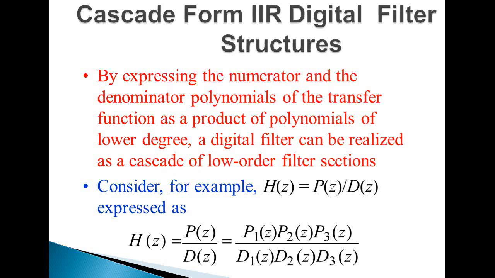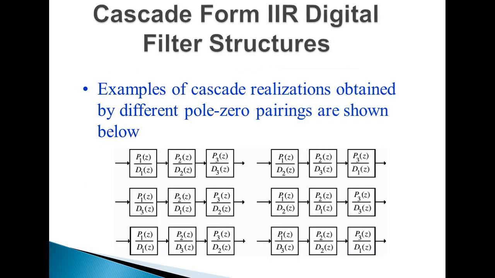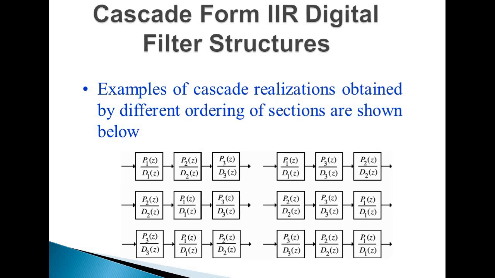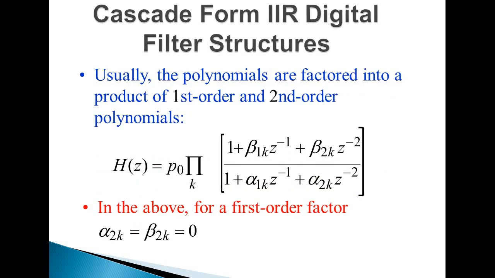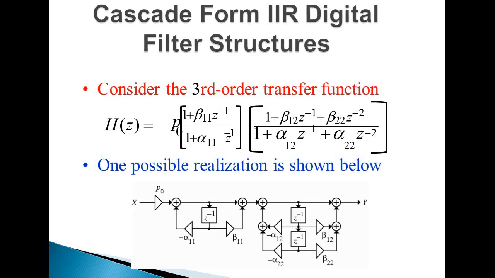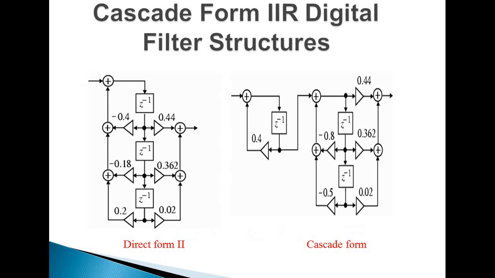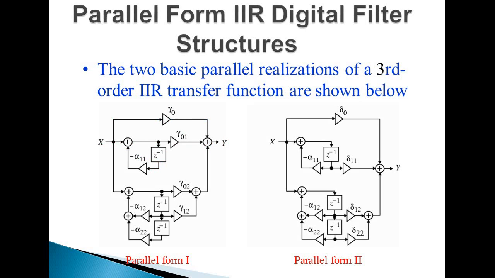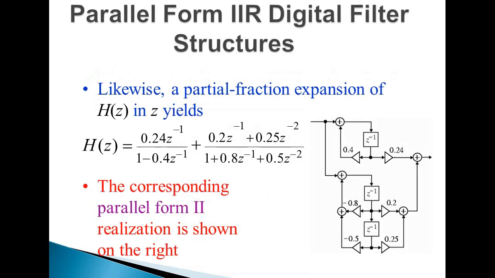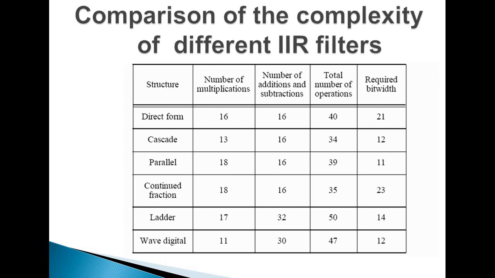Direct form realization of an nth order IIR transfer function should be evident. Similarly, in cascade form, H(z) is equal to P(z) by D(z). By different cascade forms we can do it: the direct form 1, direct form 2, output of one is connected to input of the other, and so on. So these are the direct form structures shown in all figures. This is a cascade form shown in all figures, these are all parallel forms. Then a comparison of the complexity is given.